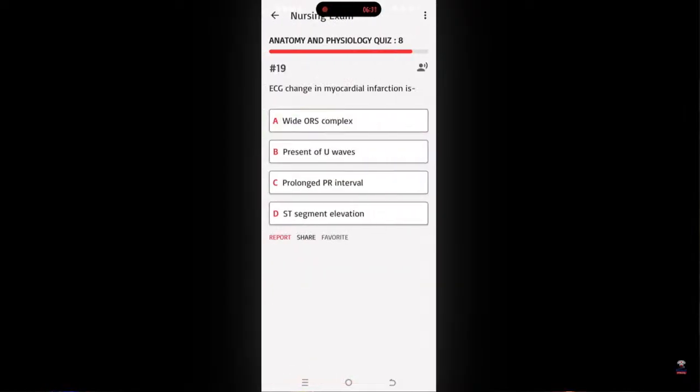ECG change in myocardial infarction is A. Wide QRS complex, B. Presence of U waves, C. Prolonged PR interval, D. ST segment elevation. Correct answer.